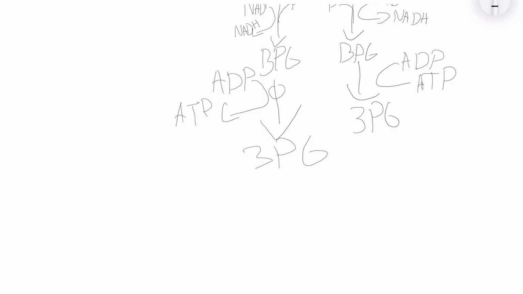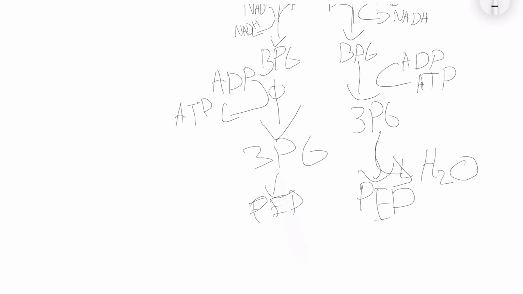So next what we're going to do is convert it into phosphoenolpyruvate. And you can tell by the name, we're getting kind of close to pyruvate, which is the next step. And to do this, we're going to dehydrate it. We're going to lose water. Okay. So in phosphoenolpyruvate, we have 3 carbons and 1 phosphate.